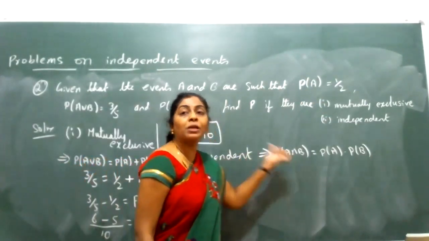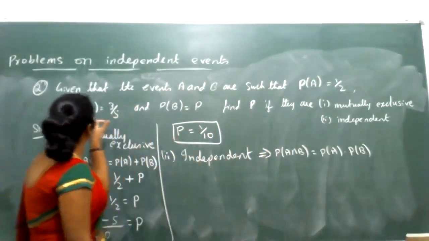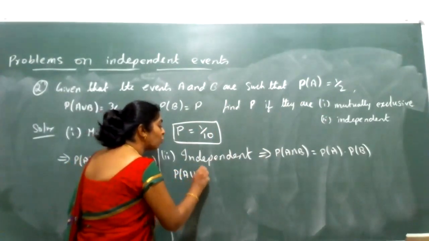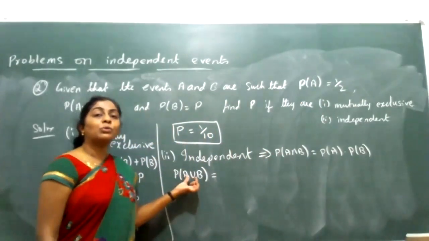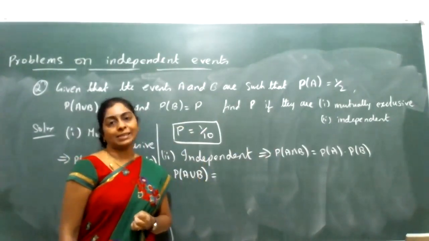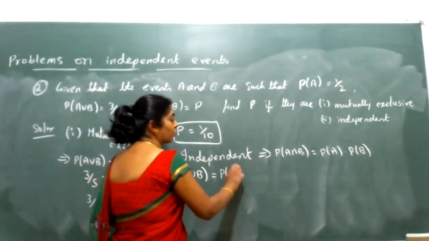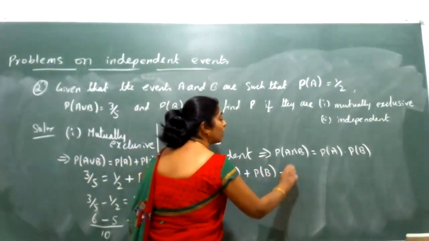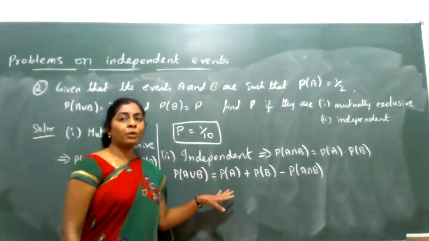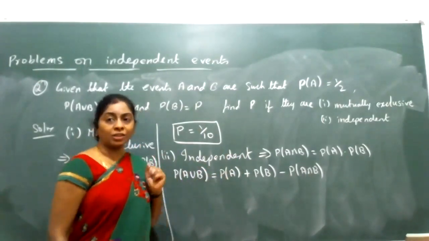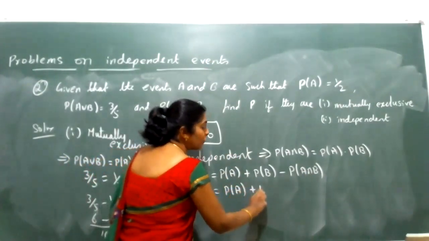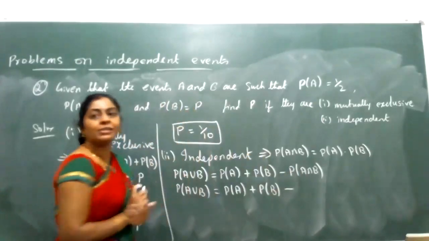But I don't have probability of A intersection B given. Instead of that, I have been given probability of A union B. Let me use the formula of probability of A union B and try to rearrange. I'll use the formula of probability of A union B, where I get back the value of probability of A intersection B. Probability of A union B is probability of A plus probability of B minus probability of A intersection B. This is one more formula we have by which I'll try to rearrange. In place of probability of A intersection B, from the condition of independent events, let me substitute that.